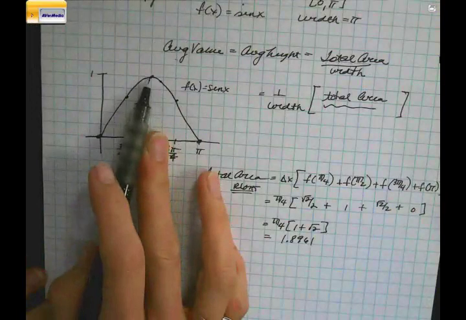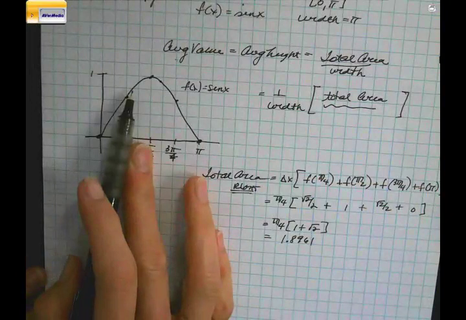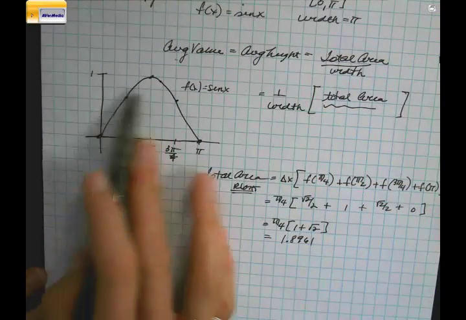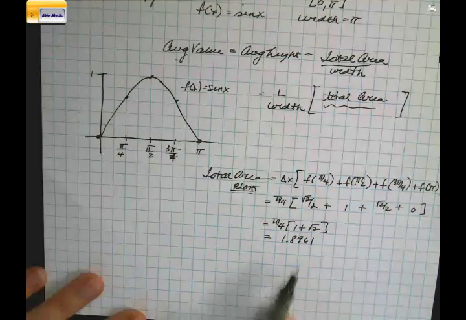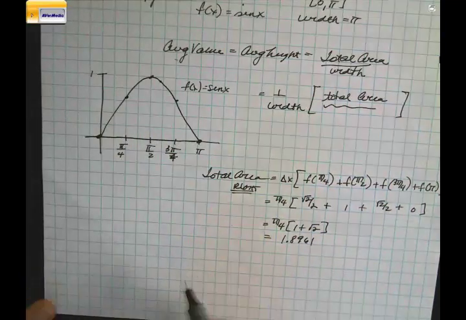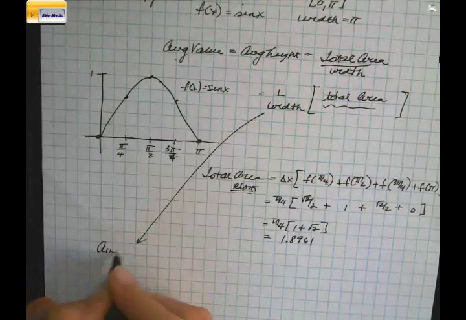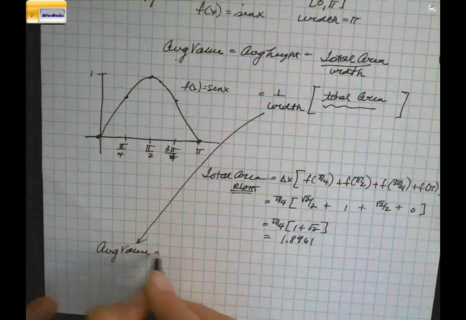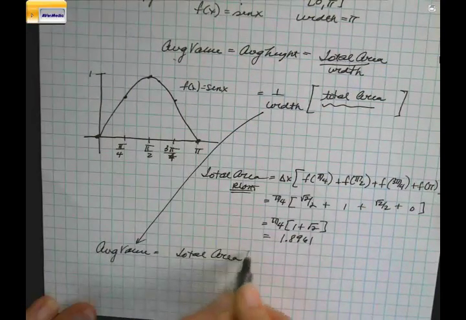Now you know this is not your answer, because if this is the sine wave, the maximum height it ever gets to be is 1. So your average height has to be less than 1, right? Because the maximum height of this function is 1, so the average of all the heights has to be a lot smaller than that. So to get the average value, the average height of the function, we now take the total area divided by the total width.